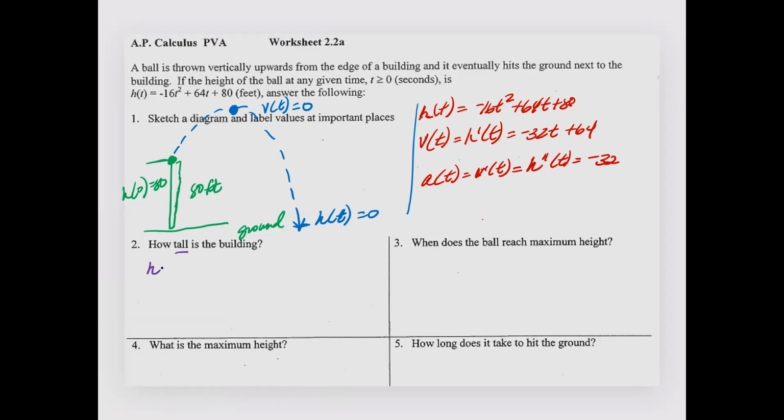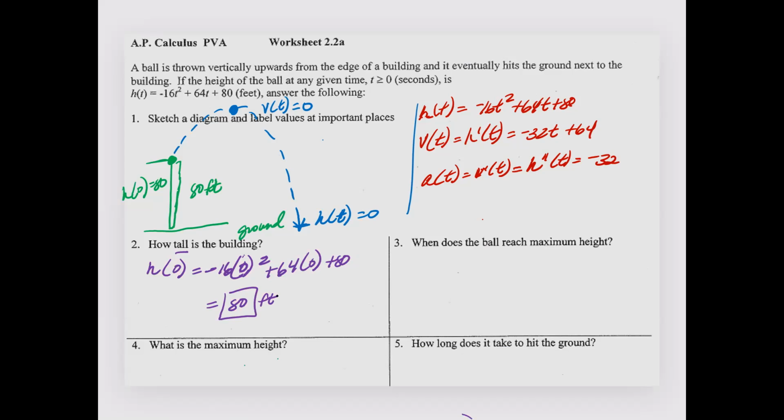So you're just going to do h of 0 is equal to, you plug it in, so negative 16 times 0 squared, plus 64 times 0 plus 80. So that is just going to leave you with 80 feet. So the building is 80 feet.